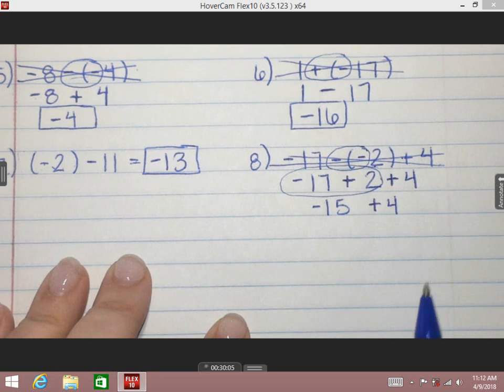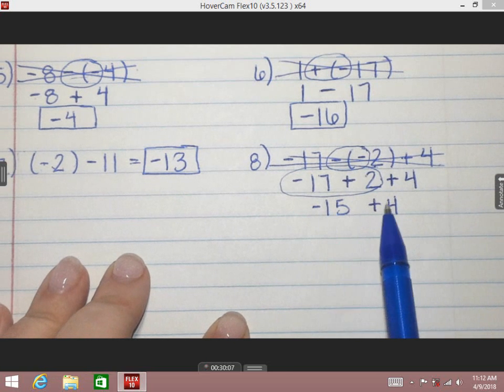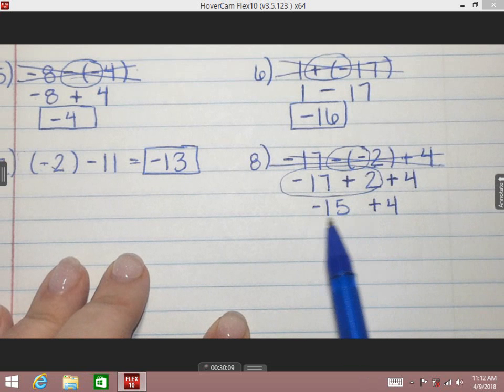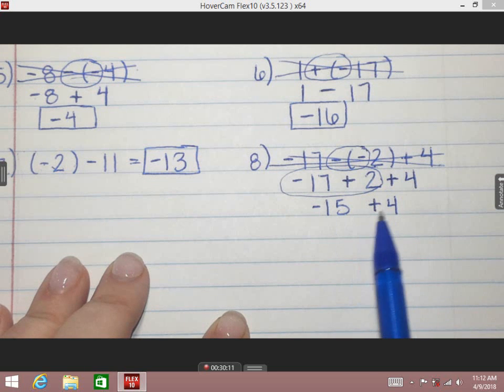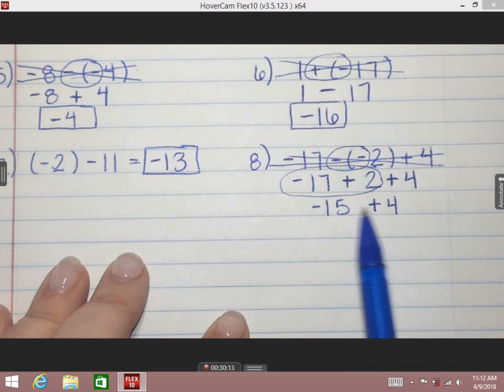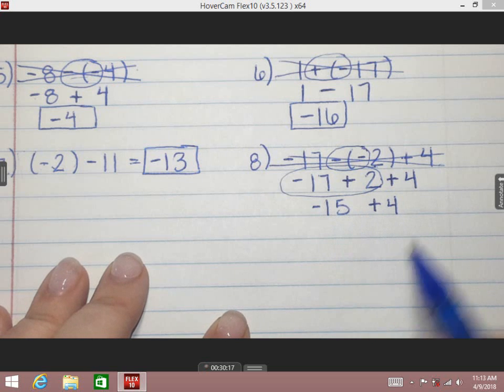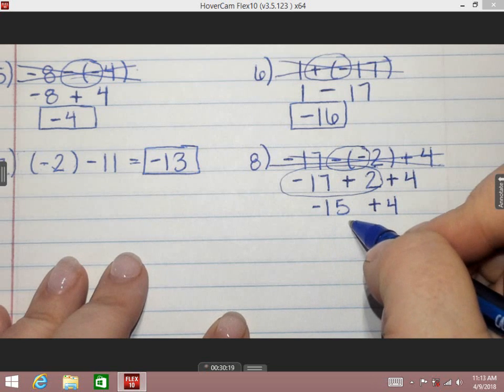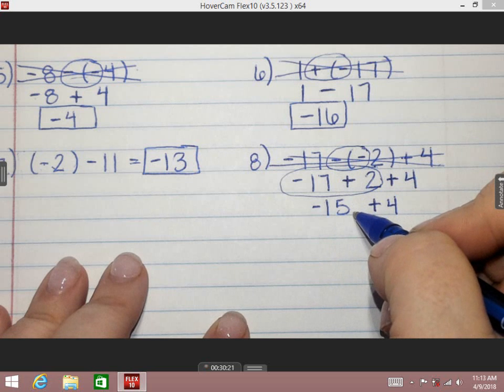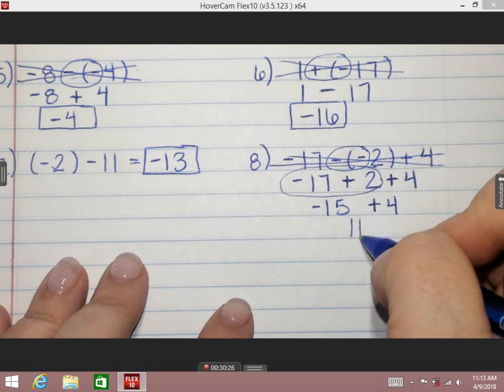All right, so now Addison, same signs or different signs? Different signs. So now I'm just going to do those last two numbers, different signs. So what does that mean I have to do? Subtract. So in my head, I'm doing 15 minus 4, which is? What does 15 minus 4 give me? 11.